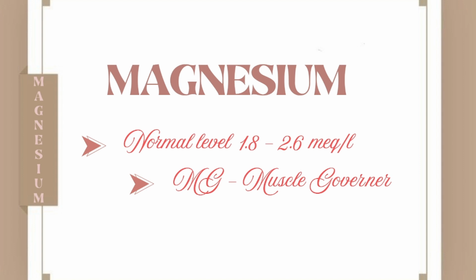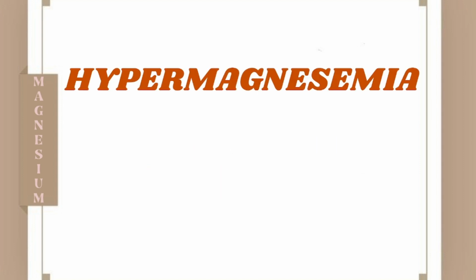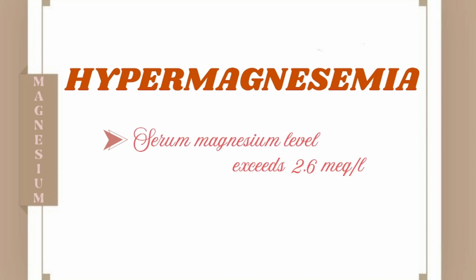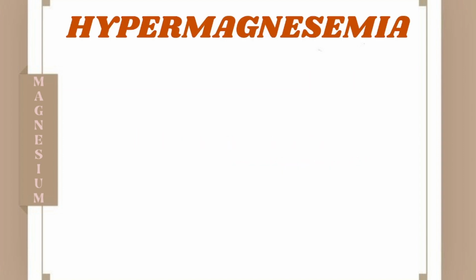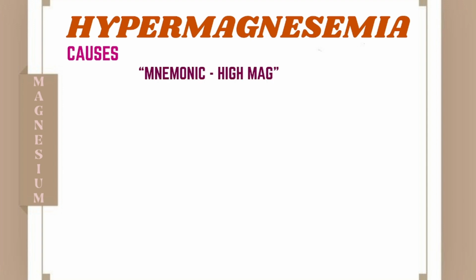In this video, let's discuss hypermagnesemia. Hypermagnesemia is a condition in which serum magnesium level exceeds 2.6 milliequivalent per liter. That is, serum magnesium level is more than its normal level. Let's discuss the causes for hypermagnesemia. We know that hypermagnesemia means there is more magnesium than the required amount. So the causes mnemonic is high mag.